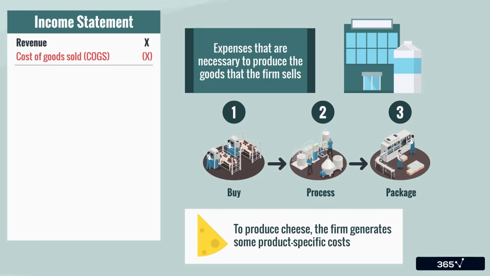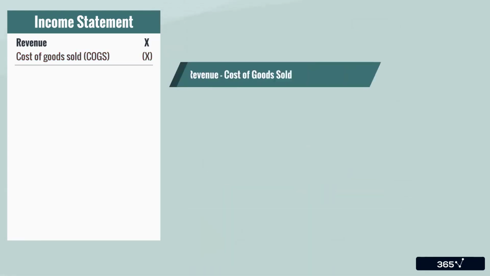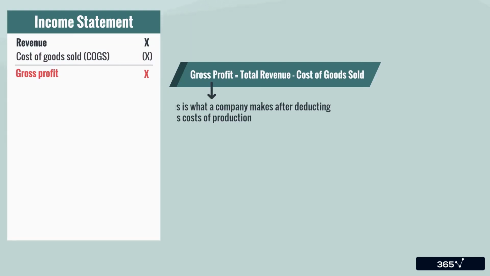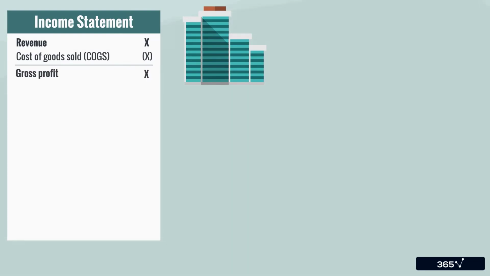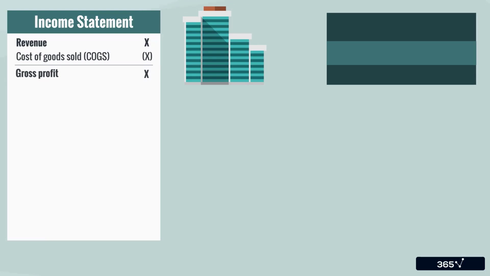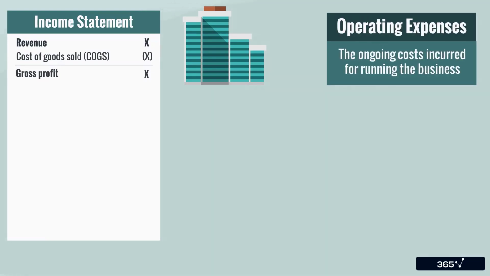Here comes the exciting part. The difference between the total revenue and cost of goods sold is called gross profit. This is what a company makes after deducting its costs of production. If we scroll further down the income statement of a random company, we will certainly come across some operating expenses as well. These are the ongoing costs incurred for running the business.